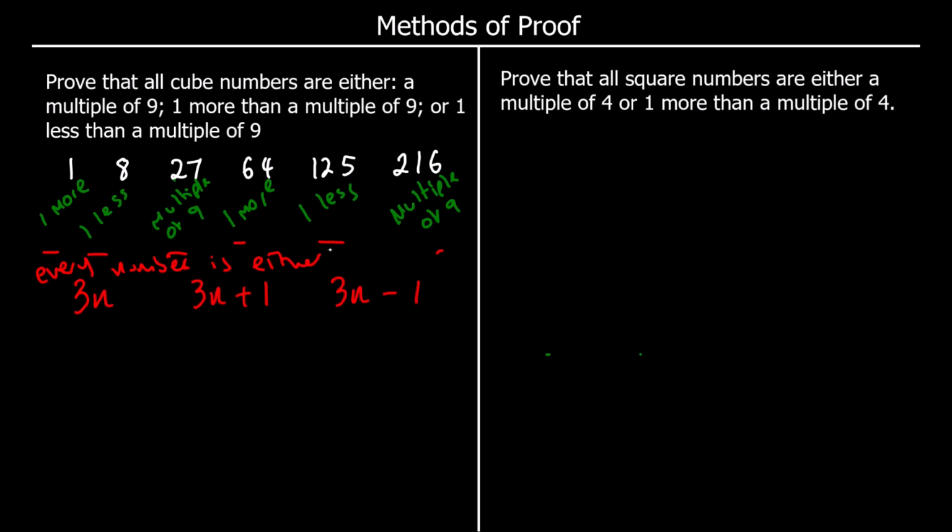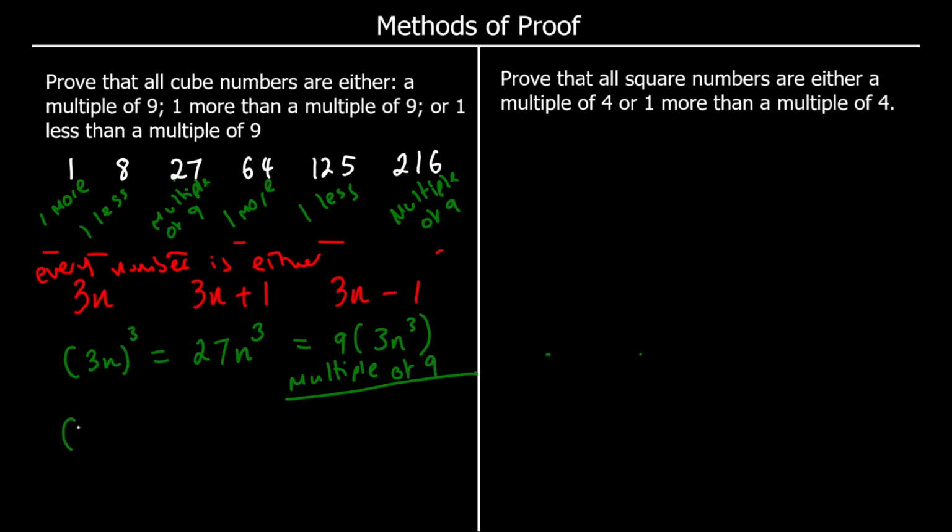So let's start with 3n. For 3n, it's a cube number, so 3n cubed is 3 cubed, which is 27, times n cubed, so 27n cubed. And it's a multiple of 9 because it can be written as 9 times 3n cubed. So multiple of 9.